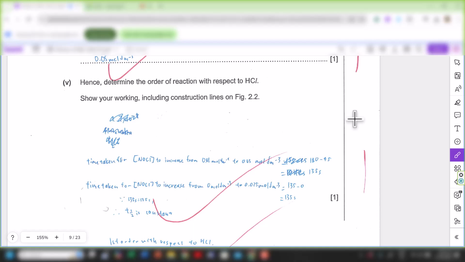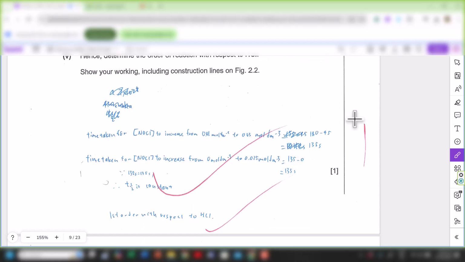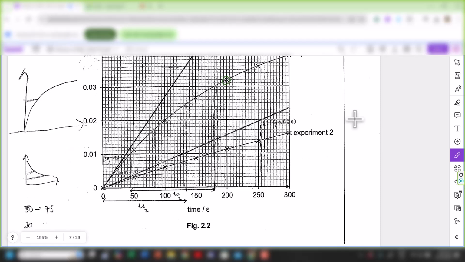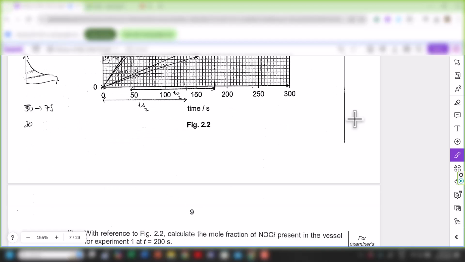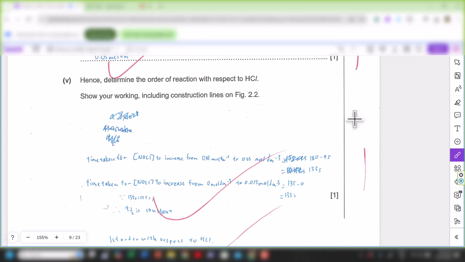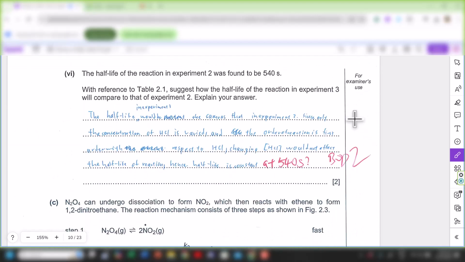Then the order of reaction with respect to HCl, I think for this one I just find the tangent. Sorry, not tangent, half-lives. So from the graph you can find a half-life, which I think I also mentioned to you in tutorials before. Show your construction line, how you find the half-life. I think this should be fine as well. And then after that, you can move on to part 6.